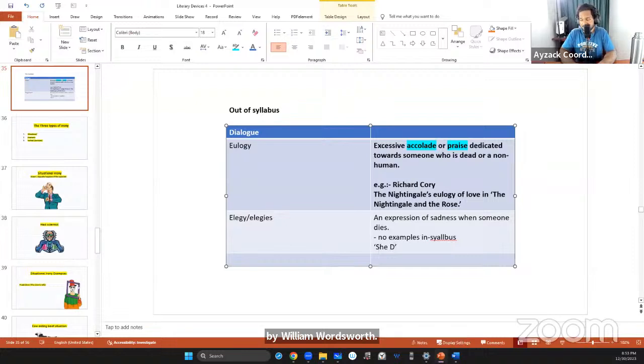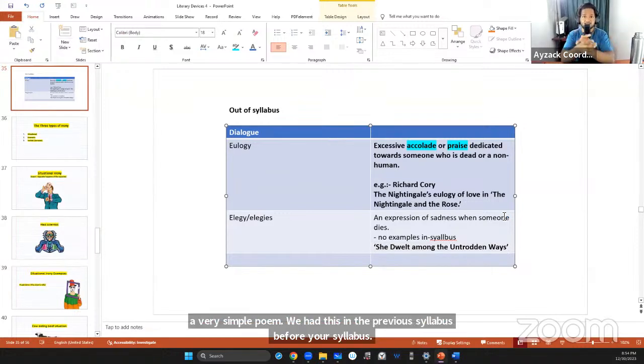She dwelt among the untrodden ways. Among is a preposition, so it can't be capitalized. It is a good example for an elegy. If you guys want, please Google this and go through the poem. It's a very simple poem. We had this in the previous syllabus, before your syllabus.